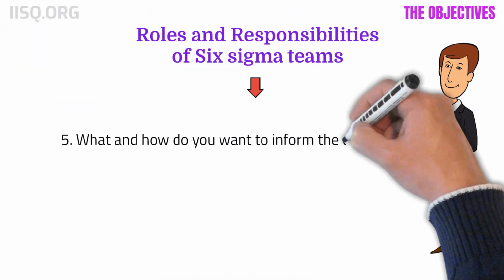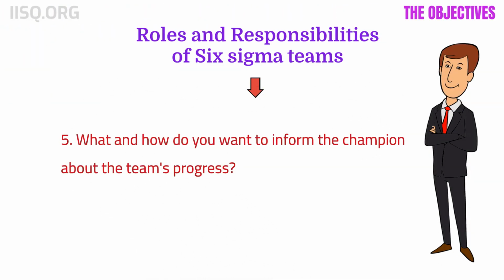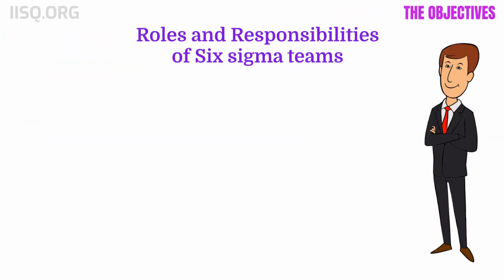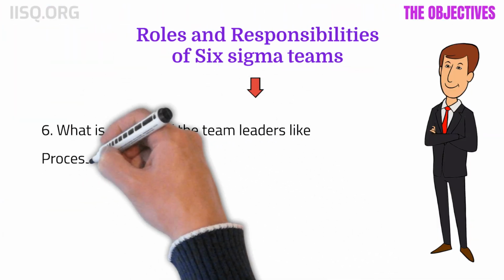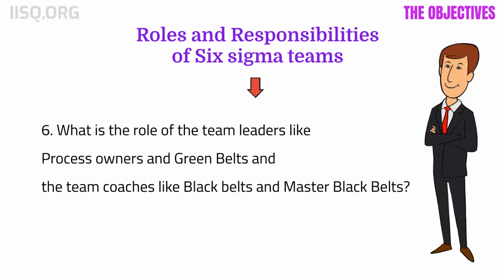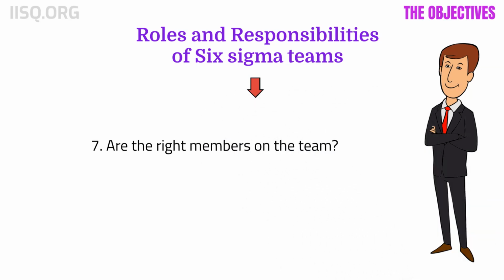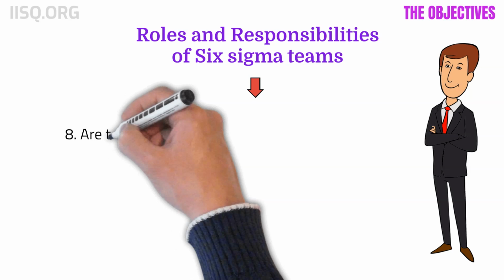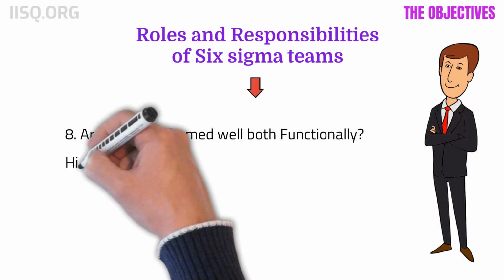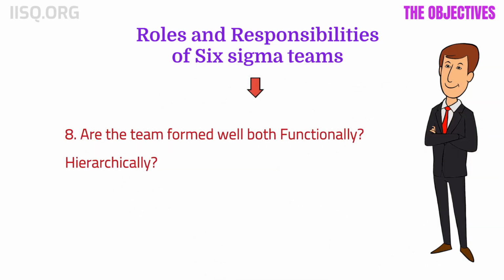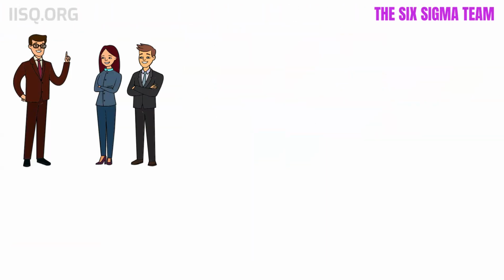What and how do you want to inform the champion about the team's progress? What is the role of the team leaders, like process owners and green belts, and the team coaches, like black belts and master black belts? Are the right members on the team? Are the teams formed well, both functionally and hierarchically? In the following discussion, we shall understand better.